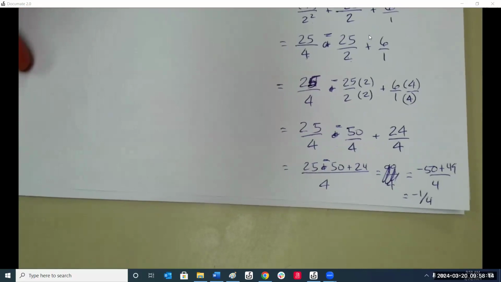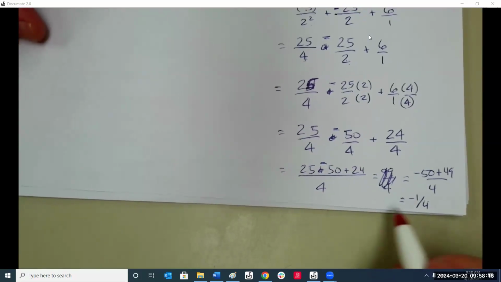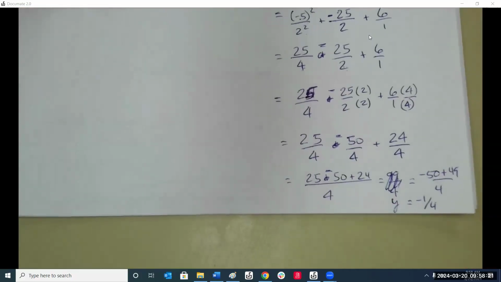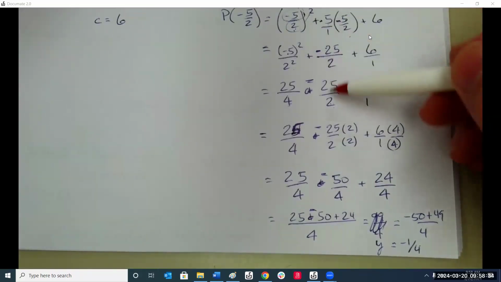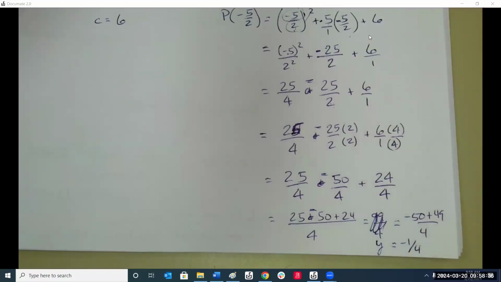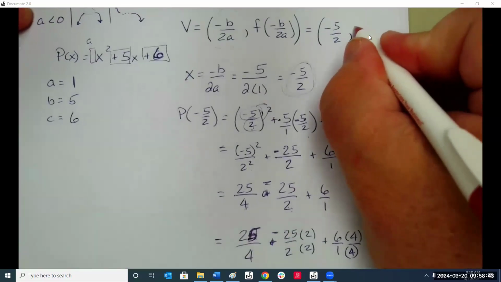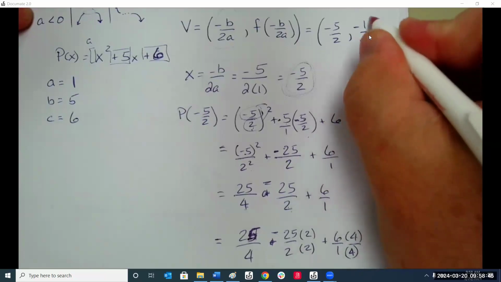Thank you. So this is my y value of my vertex. I thought it was pretty weird for a second. Thank you for pointing that out. Because x was -5/2, I have to put -5/2 where there's an x. So that's my y value. It's going to be -1/4.